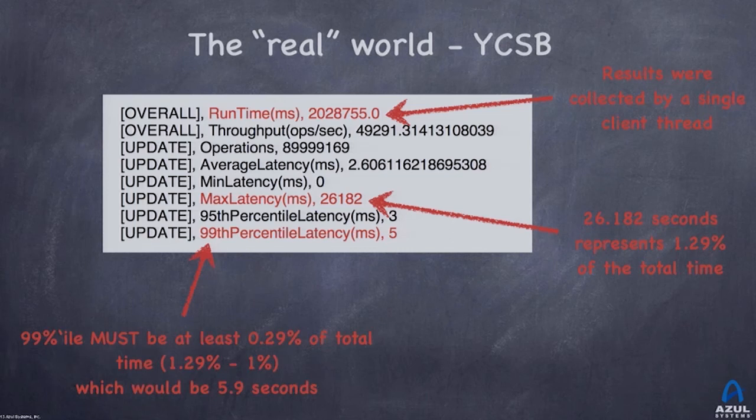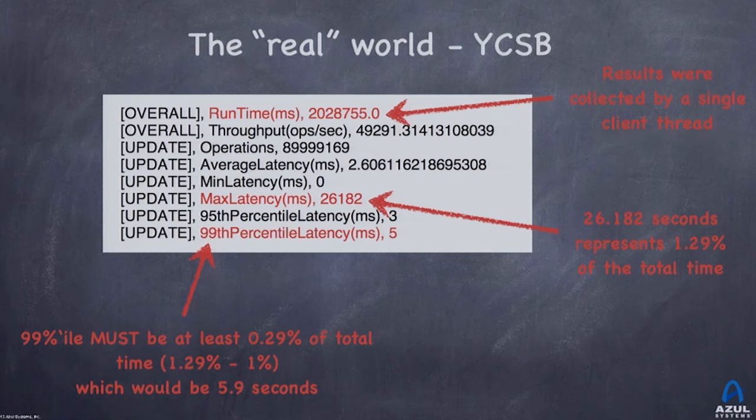This was Cassandra. Then the 99th percentile, if you look at it and you compute just based on the two numbers I said so far, since 26 seconds represents 1.29% of the overall runtime of this benchmark, you can know that the 99th percentile has to be at least 5.9 seconds, and this lists out the math for that.